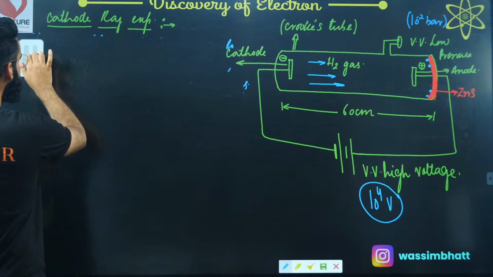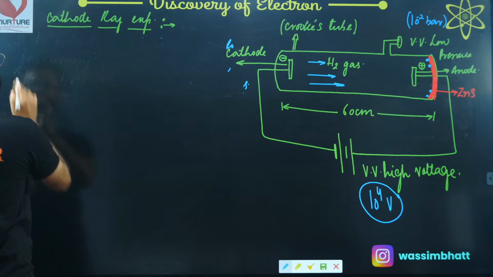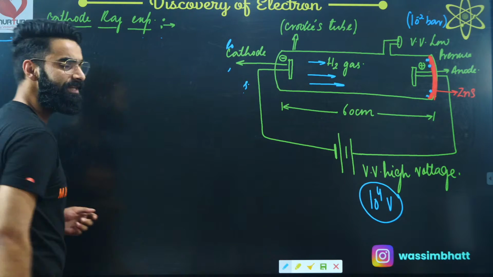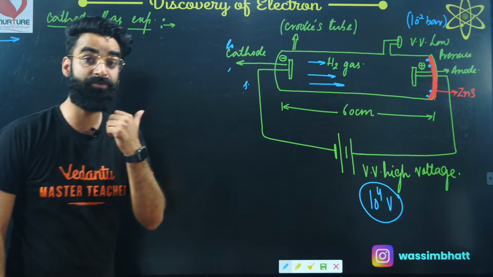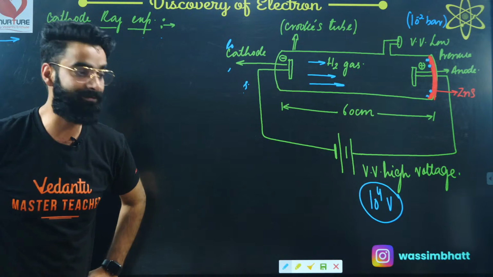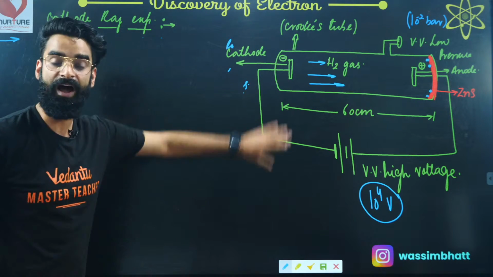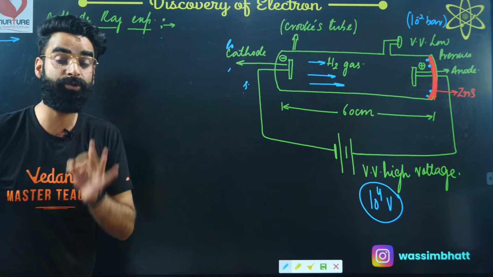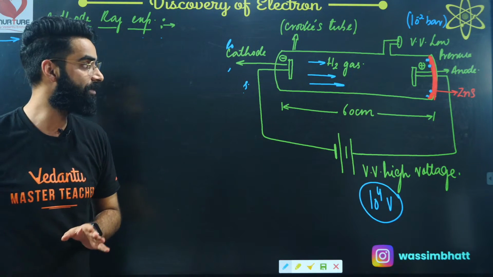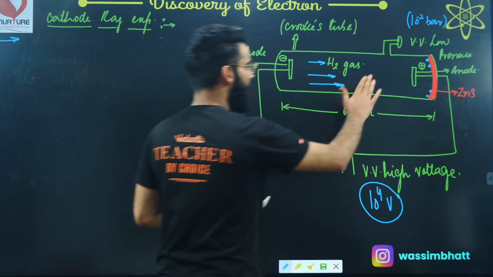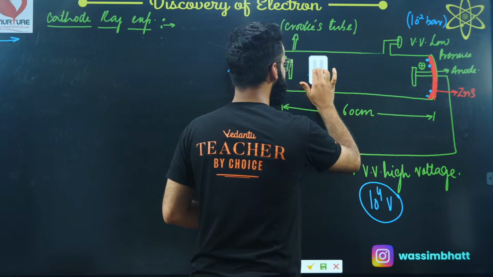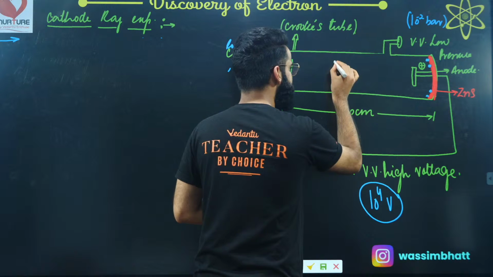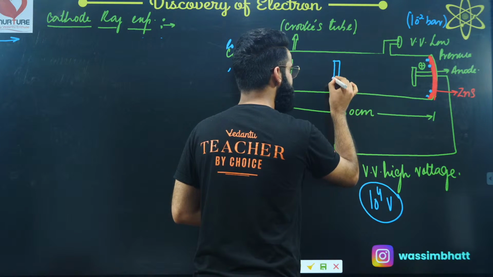The first thing which he did was, after discovering the cathode rays, to see whether these cathode rays travel in straight lines or not. So what did he do for that? He simply did one simple thing. He kept an object in between. This is the object, for example.